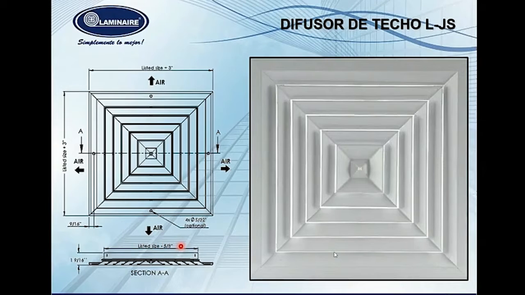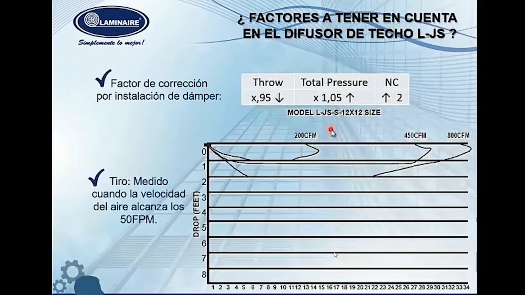Right here, we can see, for example, the factors that we need to keep in mind in the diffuser: the installation or the procedures, for example, the damper for the airflow. But it also has some effects on the diffusers and on some of their characteristics. Number one, the throw could be up to 95%. The total pressure is increased by 5%, and the noise criteria is increased by 2.